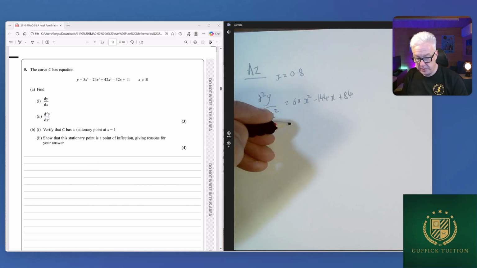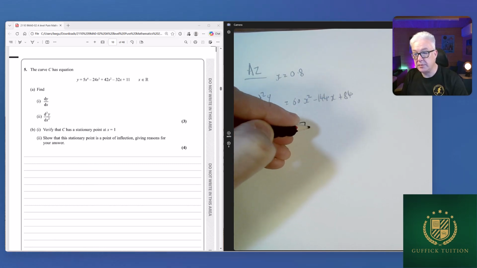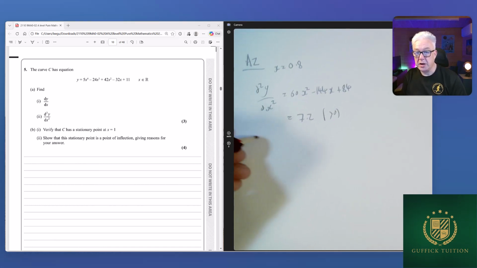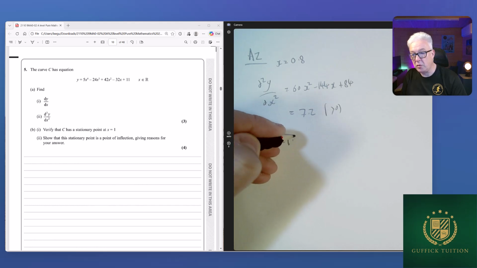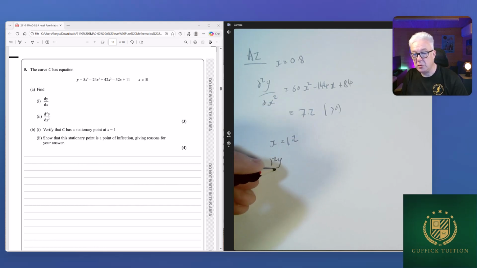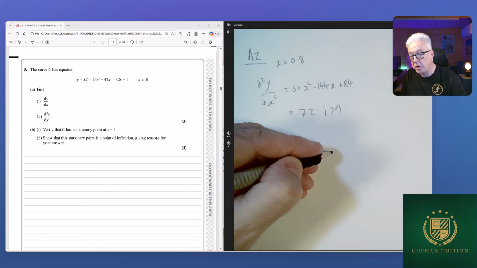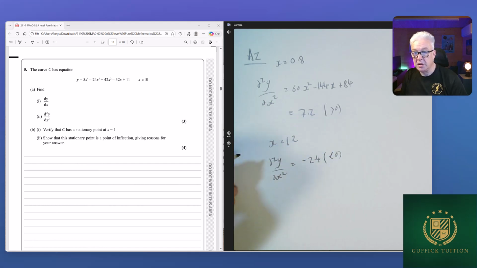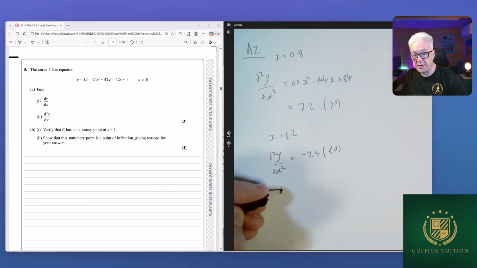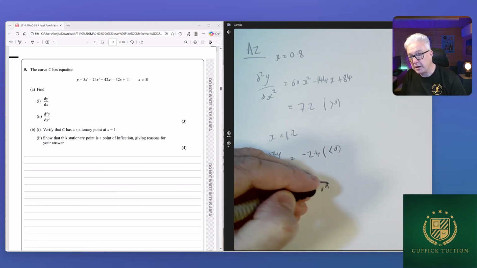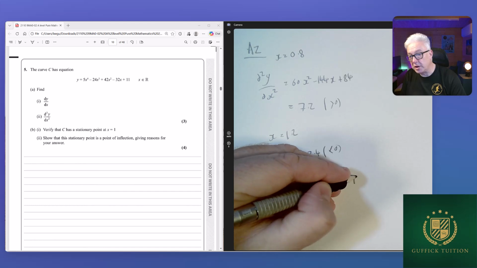Now, when we work this out at 0.8, it turns out to be 7.2, which is greater than 0. Then we consider it just a little bit after, at 1.2. So our d2y by dx squared equals minus 2.4, which is less than 0. So we have a change of sign in the second derivative. So, change of sign, therefore we have a point of inflection.